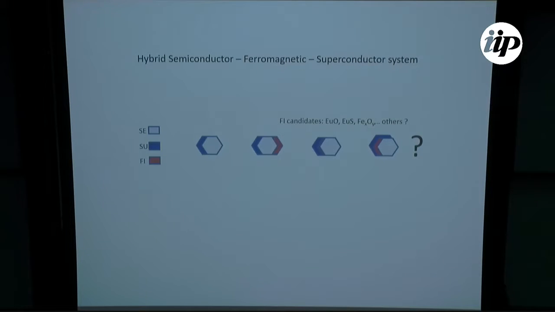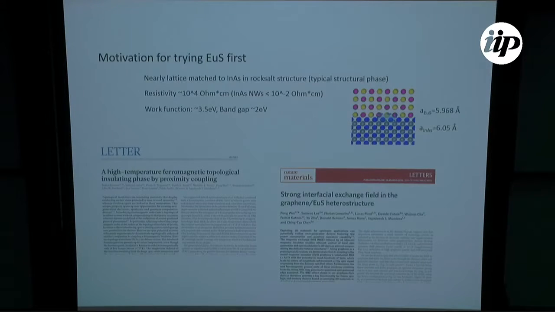There are some different candidates, not many until now, if we wanted insulating. But the motivation: we are trying europium sulfide first, because it's nearly lattice matched to indium arsenide, and it crystallizes in the rock salt structure. It has a resistivity which is much larger than indium arsenide nanowires. At least, this is also up for debate, because there are some papers that show that once you go below the Curie temperature, the resistivity goes dramatically down. It's also a question of whether it's a defect or what it is, and also whether it is a problem that you can have the wave function living in this material.